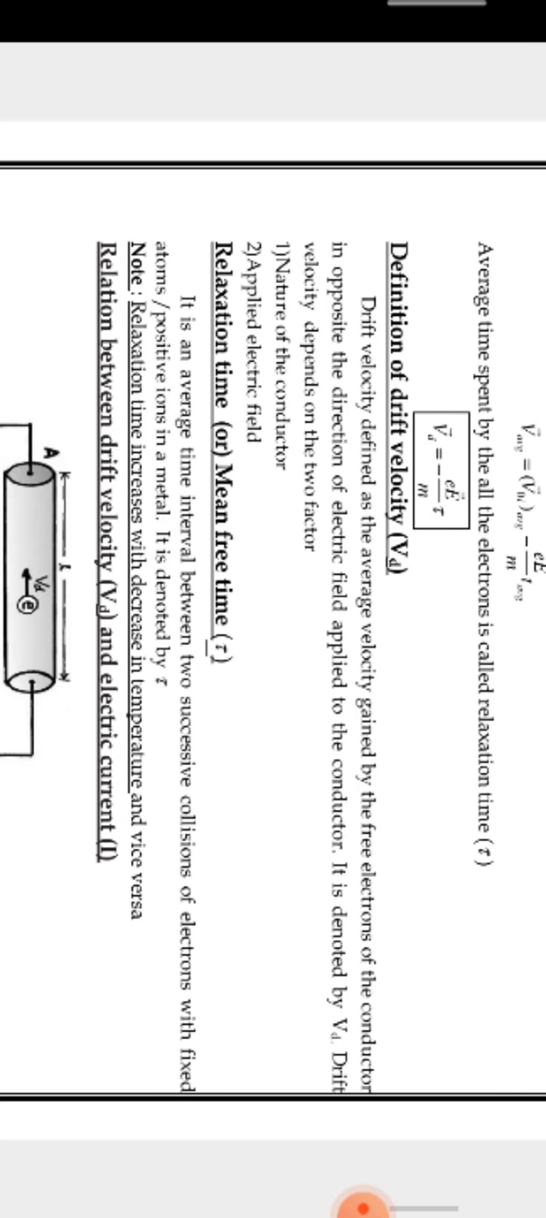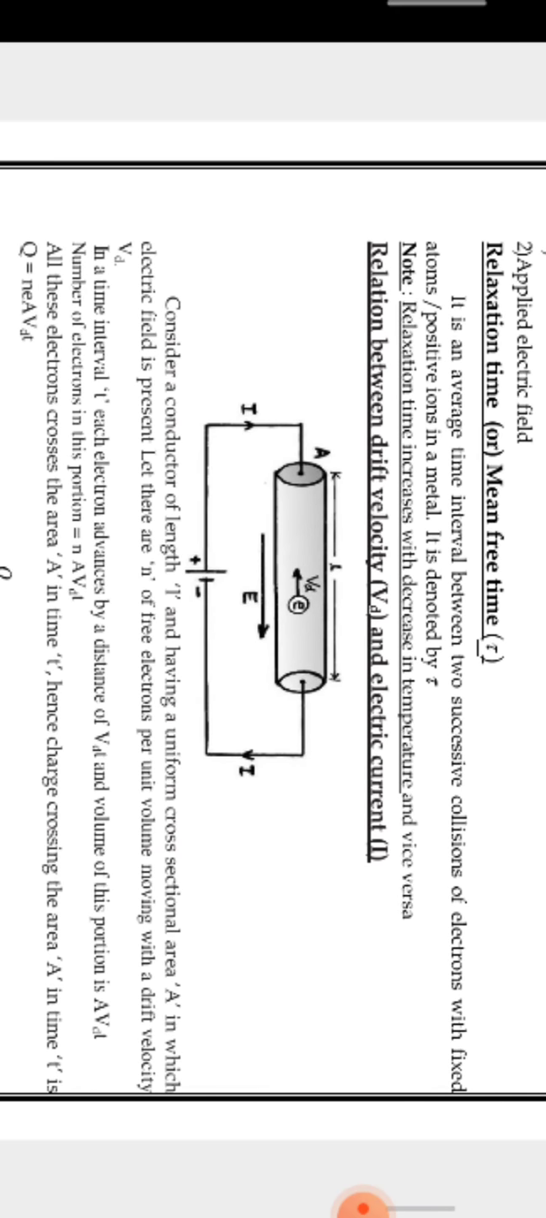It depends on two factors. One is the nature of the conductor. The second one is the applied electric field.